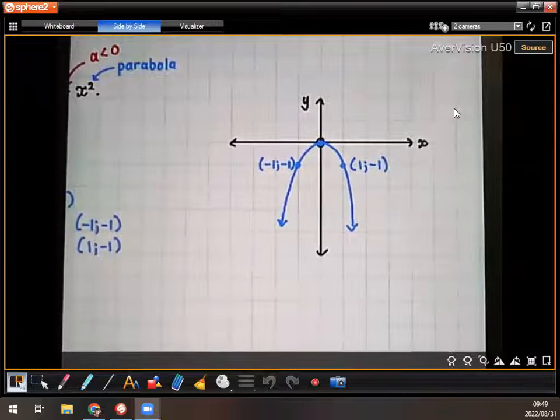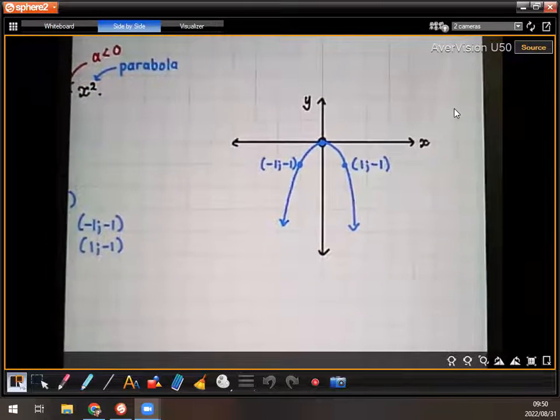All right, guys, are you ready to practice some on your own? Just one last thing quickly. This is the graph of negative x squared minus 1. I'll do it on the board for you. Negative x squared minus 1.